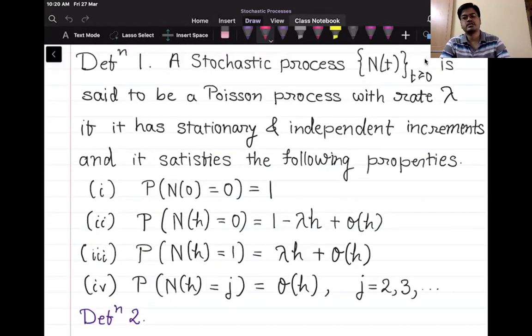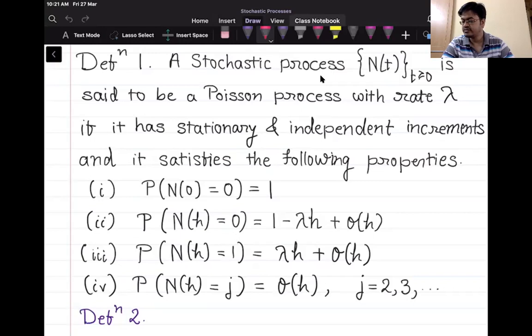In this particular case, the index set of N(t), t greater than or equal to 0, is the positive side of the real line. N(t) is nothing but the counting process, and each N(t) will follow a Poisson distribution, which will come as a byproduct of this definition. So let us first understand what this definition says. The stochastic process N(t) is said to be a Poisson process with rate lambda if it has stationary and independent increments.